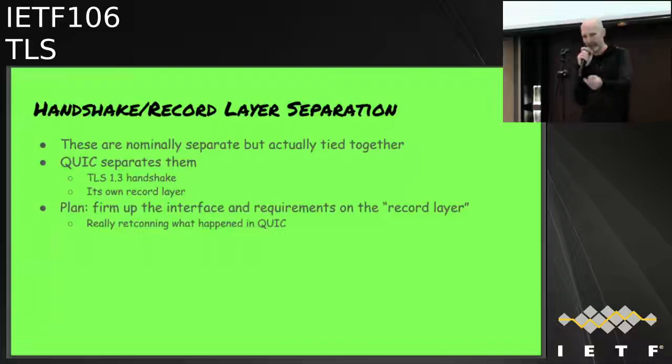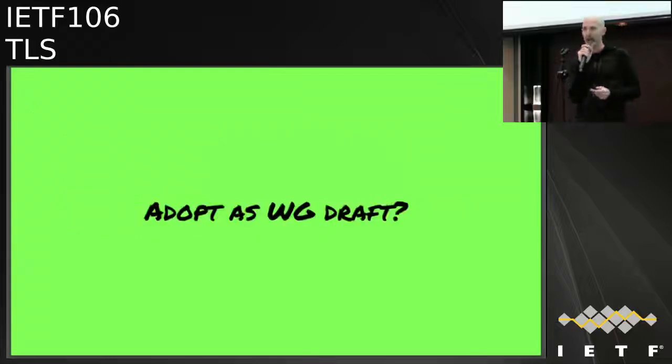As I say here, this is really retconning what we did in QUIC. But the idea is if you wanted another thing like that, say for OSCORE, then it would be straightforward because you know exactly what the interface points were. So, I don't know if anybody read this.